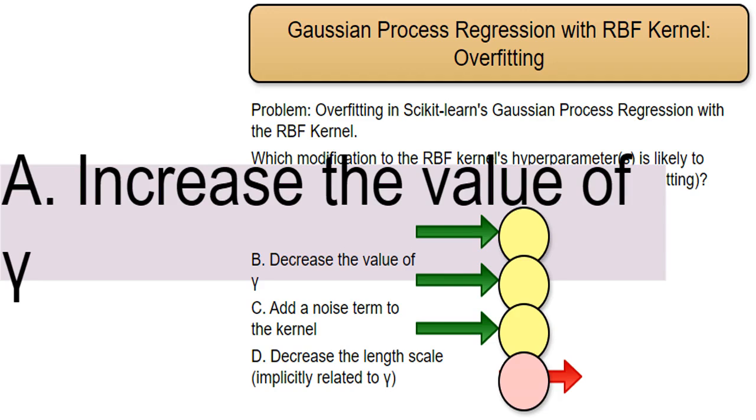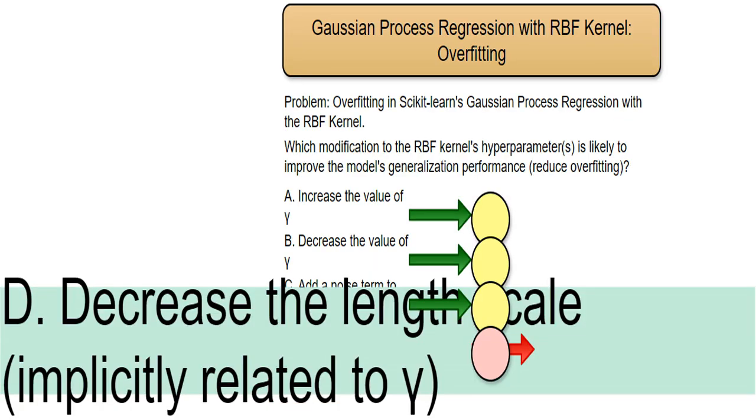Increasing gamma is not the right choice. This would make the model more complex, fitting the data even closer, making it even more likely to overfit. This will make things worse. Decreasing the length scale is exactly the same as increasing gamma. We've already talked about the problem with increasing gamma. This also increases model complexity. We need to avoid this.